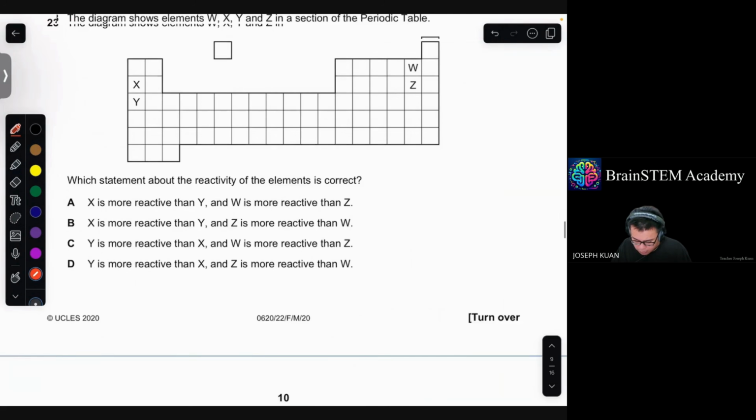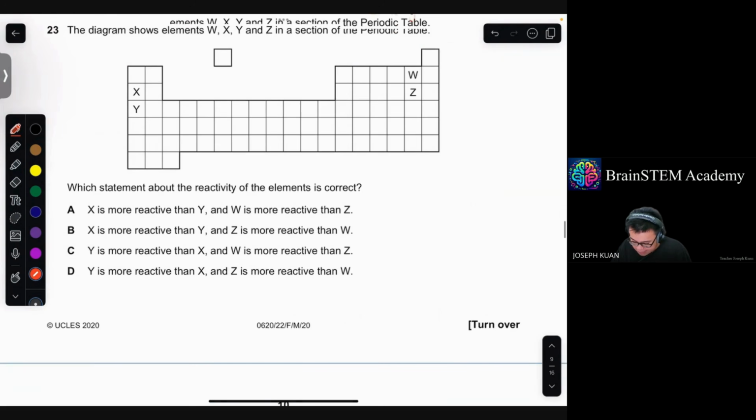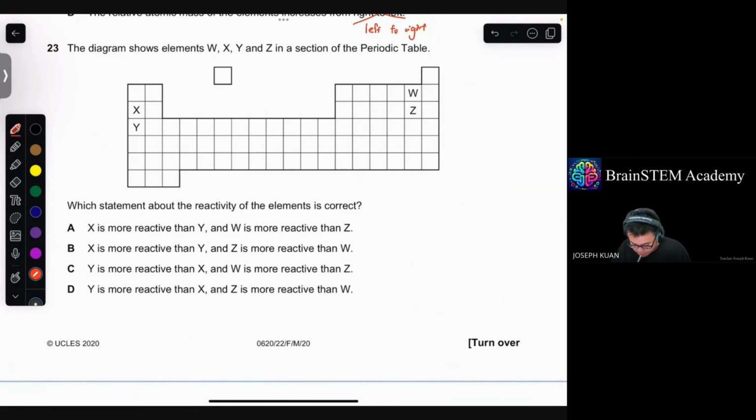Okay, so number 23, the diagram shows elements W, X, Y, and Z in a section of the periodic table. Which statement about the reactivity of the elements is correct? So group 1 is alkali metals. Alkali metals are characterized by their stronger reactivity down the group. That's why we don't allow you to use the alkali metals found at the bottom of the group, like francium, for example. We don't allow you to use that because it's too strong.